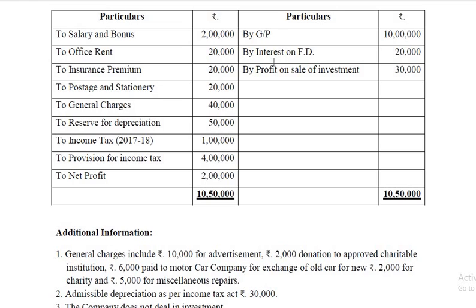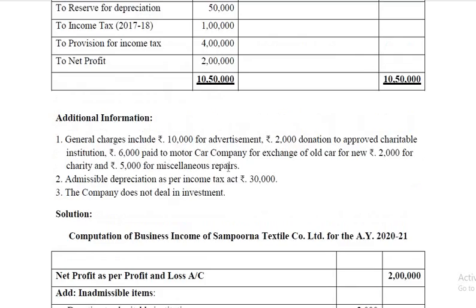Then if you look at the credit side, you have interest on FD. This is not related to business income. Therefore, this has to be deducted while computing business income, and then it should be taken under the head income from other sources. Profit on sale of investment is taken as short-term capital gain. Therefore, again it is to be taken under the computation of total income, and there under capital gains you have to take it as short-term capital gain. So this is the solution to this problem.